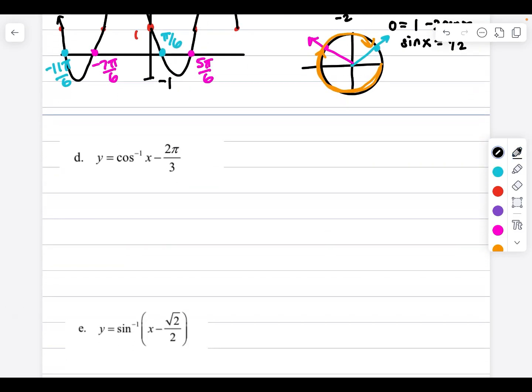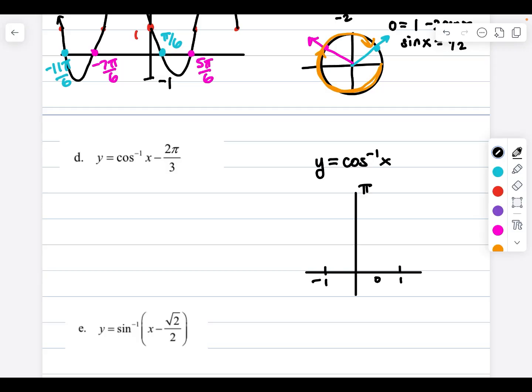Part D. So we want to take the parent function arc cosine of x and shift it down 2 pi over 3. So you have to know the outputs of arc cosine are 0 to pi. The range of cosine is negative 1 to 1. Therefore, the domain of arc cosine will be negative 1 to 1.